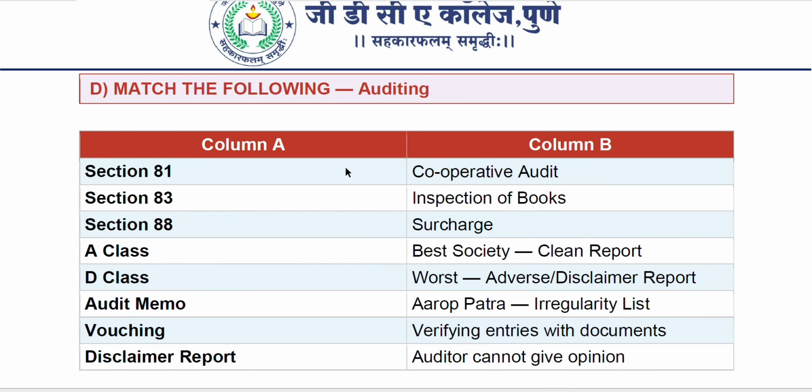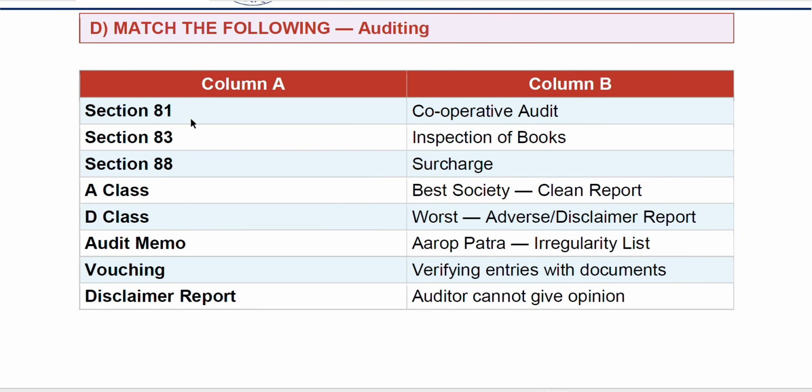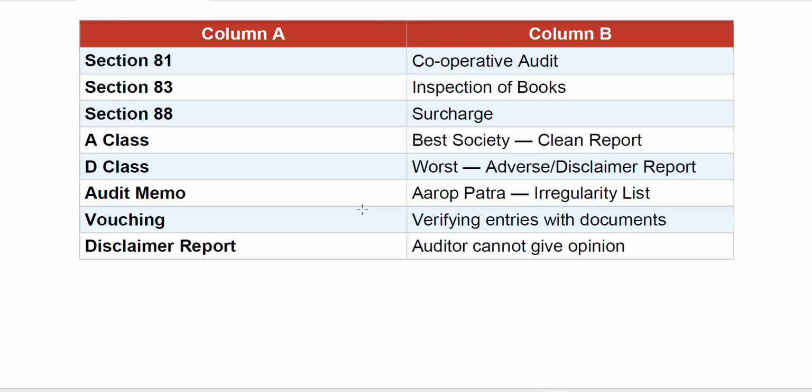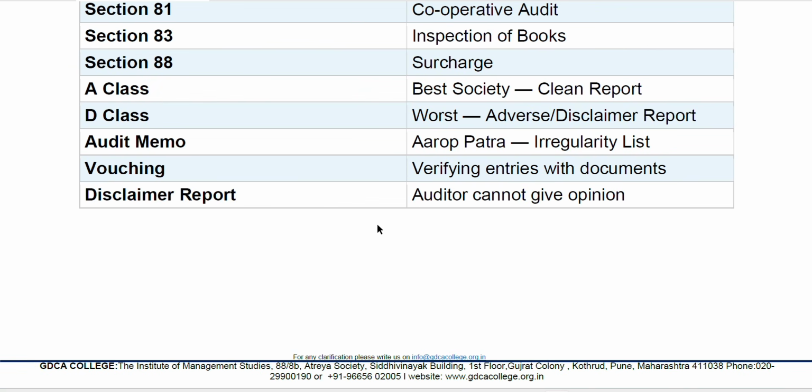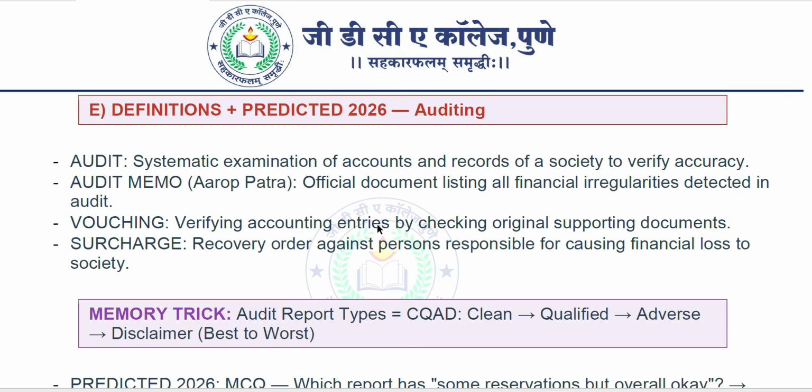Match the following if comes in audit papers. Column A, column B: section 81, cooperative audit; section 83, inspection of books; section 88, surcharge; A class, best society, clean report; D class, worst society, adverse; disclaimer report, audit memo, Arab Patra, irregularities list; vouching, verifying entries with the documents. Disclaimer report, auditor cannot give opinion.